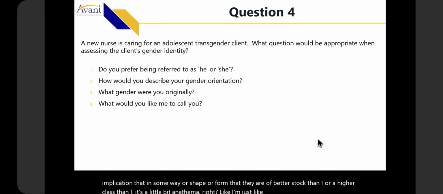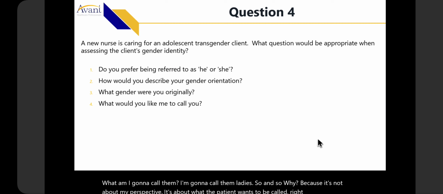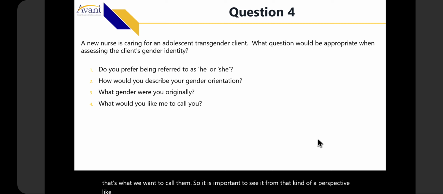I'm just not okay with that. However, if a patient says to me, I prefer to be called Lady so-and-so, what am I going to call them? I'm going to call them Lady so-and-so. Why? Because it's not about my perspective. It's about what the patient wants to be called, right? That's what we want to call them. So it is important to see it from that kind of a perspective. What a person wants to be called is what they want to be called, right?